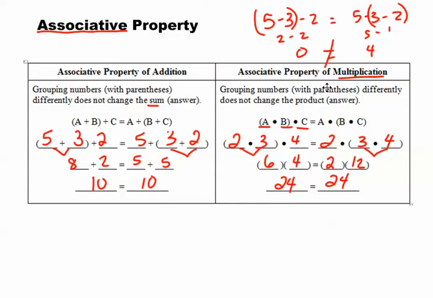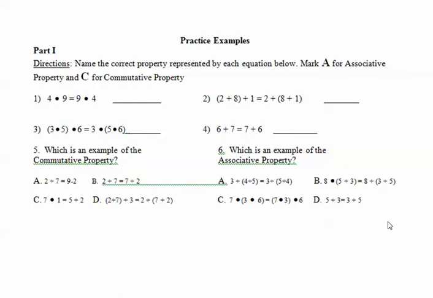So associative and commutative properties only work for addition and multiplication. Only work for addition and multiplication. And that makes sense, doesn't it? That you can change the order of addition and multiplication. You can change the order, but not subtraction and division. All right? All right, you got a couple of examples here.